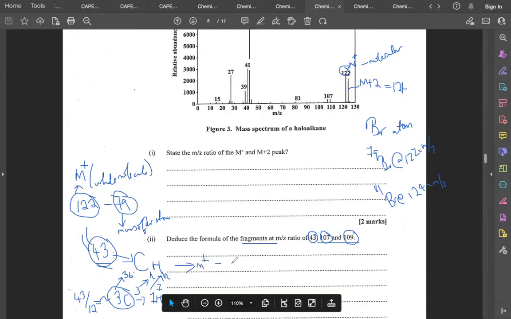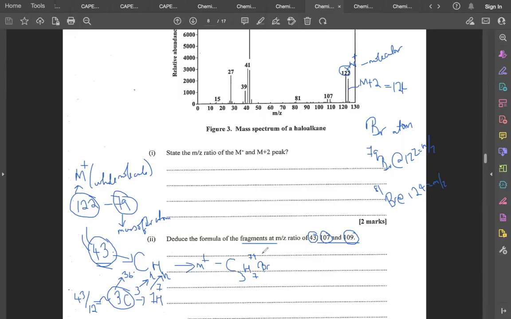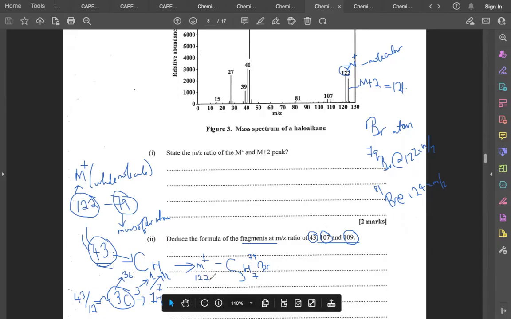So right away, we have a full identity of our M plus. Our M plus is C3H7, and then the Br that we took out, so Br79. This is our M plus peak, so this is what we have at 122, right?